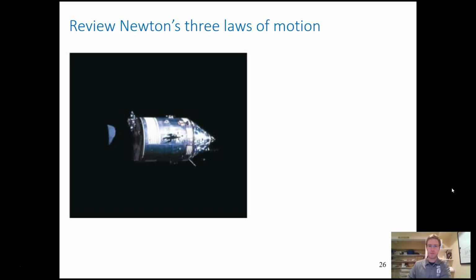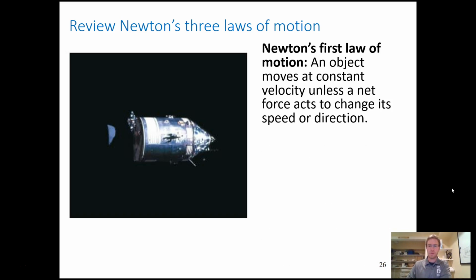Newton's first law of motion tells us that an object in motion will stay in motion and an object at rest will stay at rest unless acted upon by an outside net force. Keep in mind, net force. It's not just any force. Here's my cell phone sitting on my hand. It's being acted on by two forces, its weight and my hand. But its net force is 0, so it will maintain its constant velocity of 0 meters per second. Newton's first law of motion.